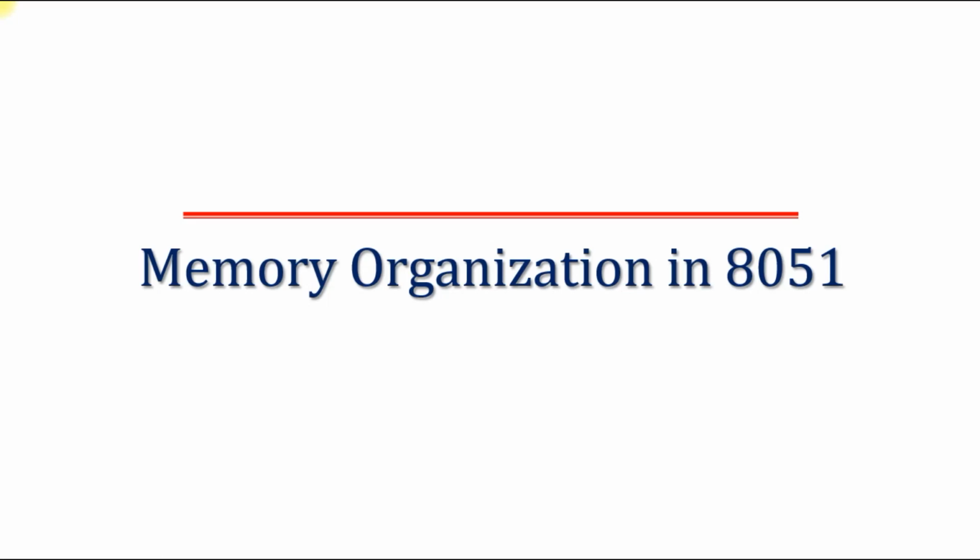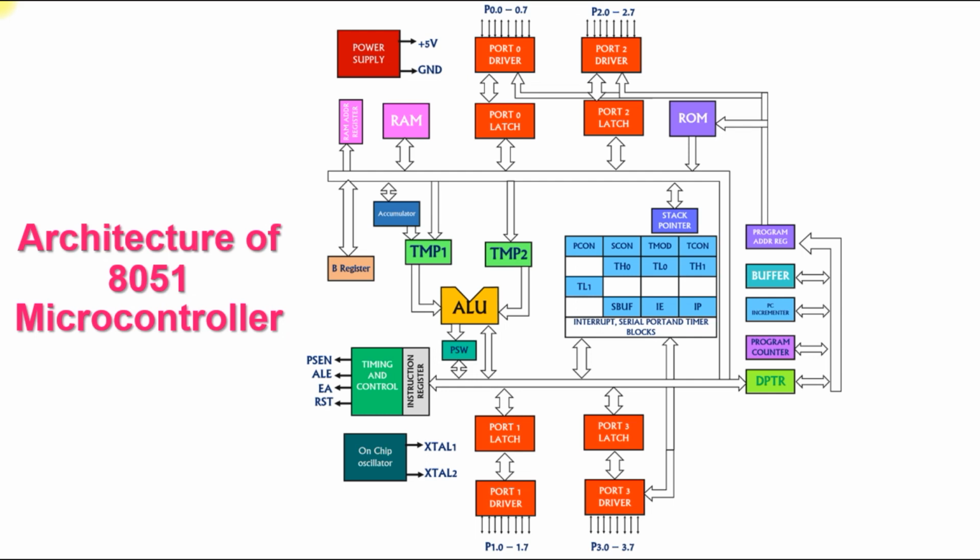In this video we will discuss the memory organization in 8051 microcontroller. We know that this is the architecture of 8051 microcontroller. It is an 8-bit controller IC, and it is having internal memory, on-chip oscillator, and IO ports, 4 different IO ports, and special function registers. While compared with the microprocessor, these are all the additional added features of 8051 microcontroller. This is well known to us.